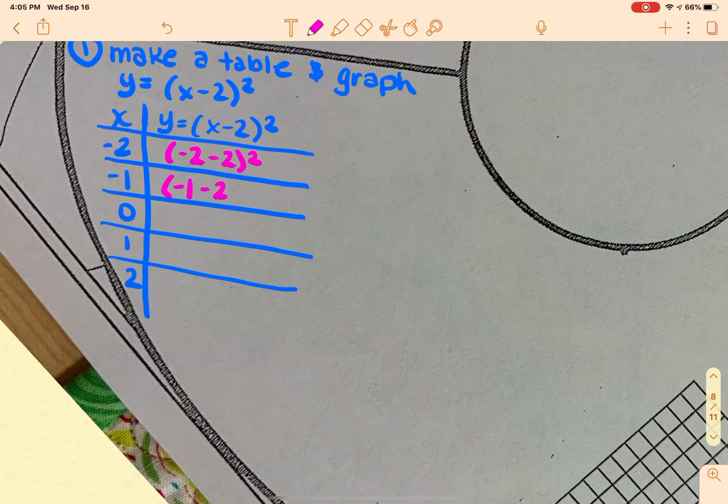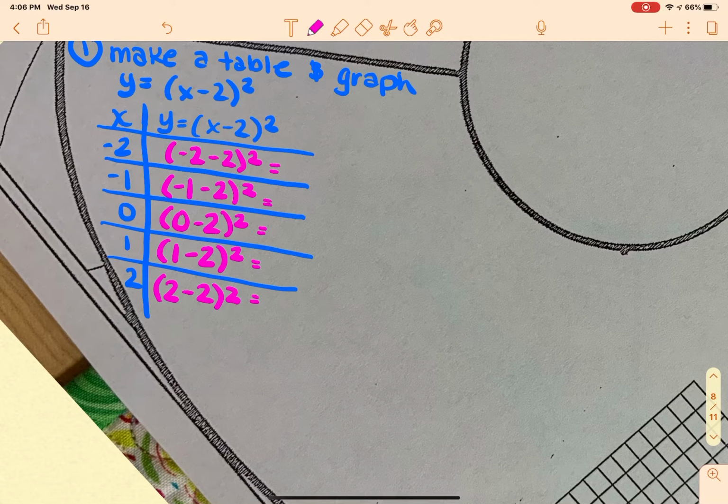Negative 1 minus 2 squared. 0 minus 2 squared. 1 minus 2 squared. And 2 minus 2 squared. Now, I want you to notice I went through and plugged them all in before I did anything else. Okay, now I'm going to go through and kind of solve these.